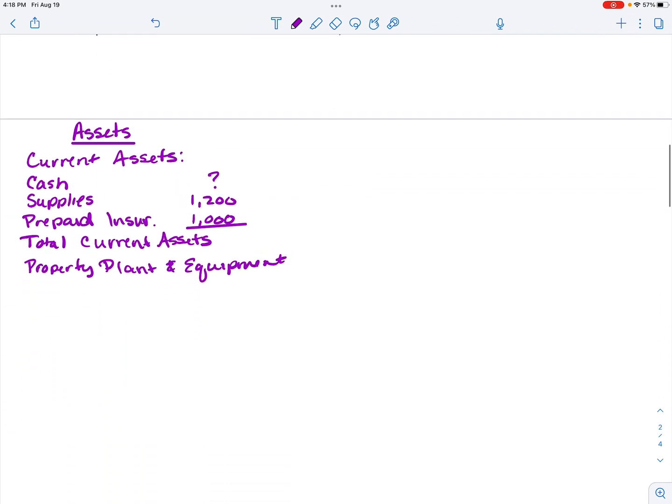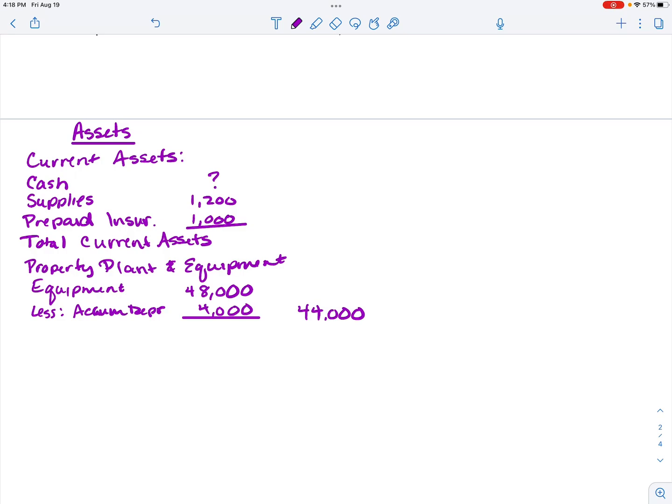So I'm going to put those together. I have my equipment, and that was 48,000, but then I have that less accumulated depreciation, which was 4,000. That gives me a total of 44,000 in that category.